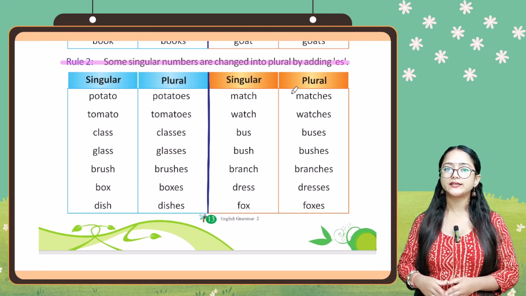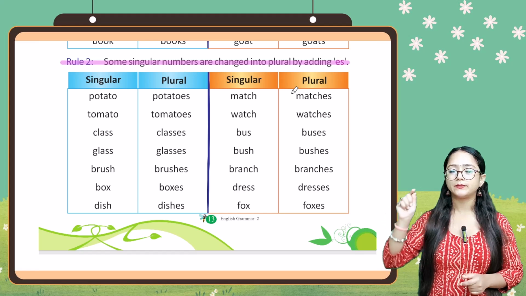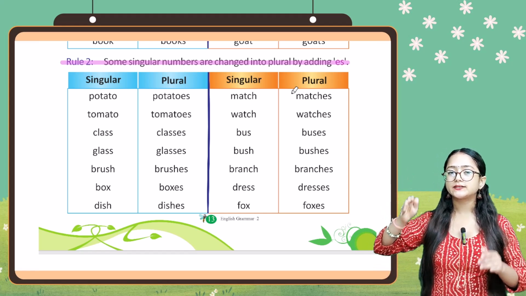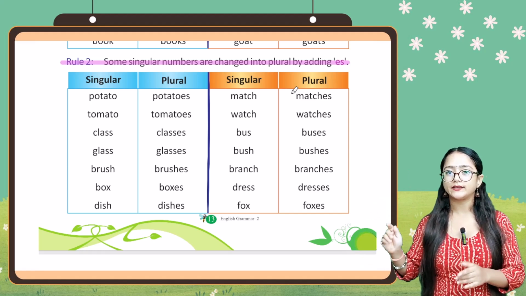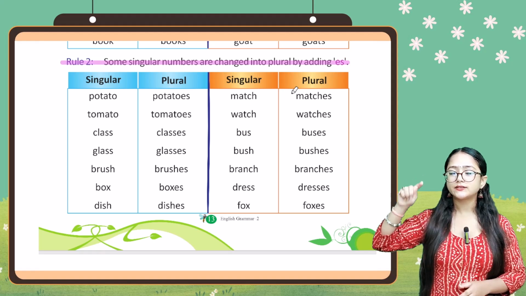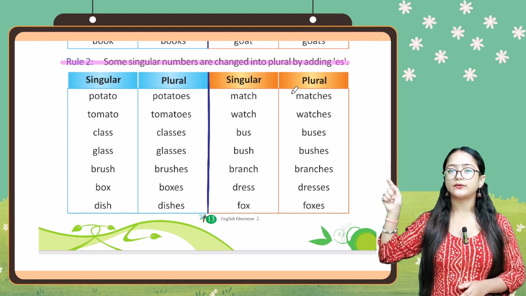So here you have seen that you have to add es. Why es? Because, for example, in the word potato, the T is coming after the vowel A. So that means you have to add es. Then the next is class. In this also the S is coming after the vowel A. So that's why you have to add es.